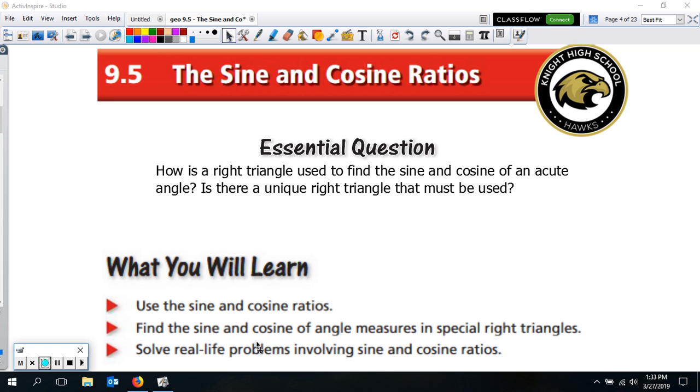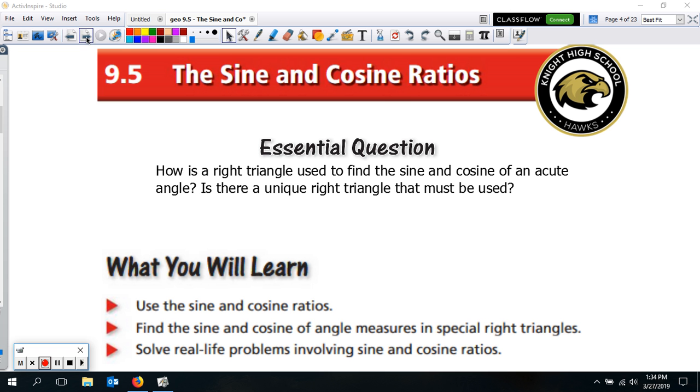Hey guys, we're back here with the next couple of trig ratios, 9.5, the sine and cosine ratios. We're going to be doing pretty much the same kind of thing we did with the tangent ratio with these ratios as well. We're going to be finding some sine and cosine angle measures and also solving some real life problems with those.